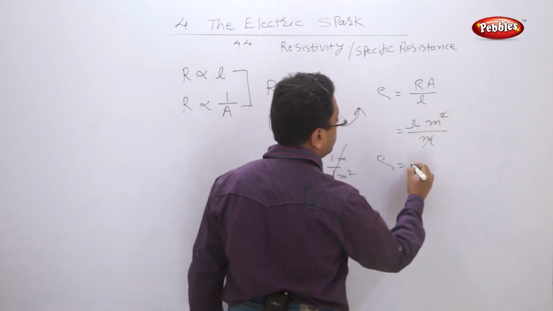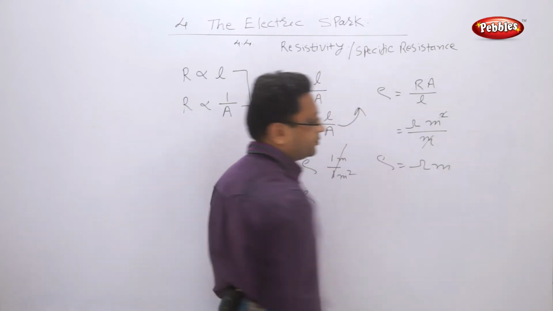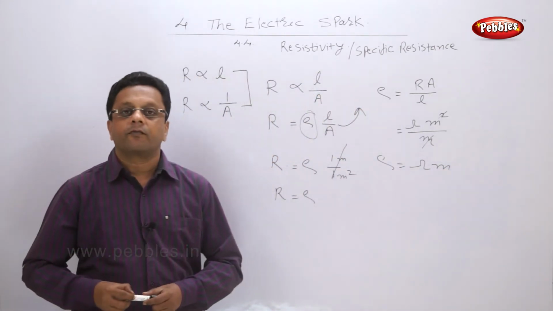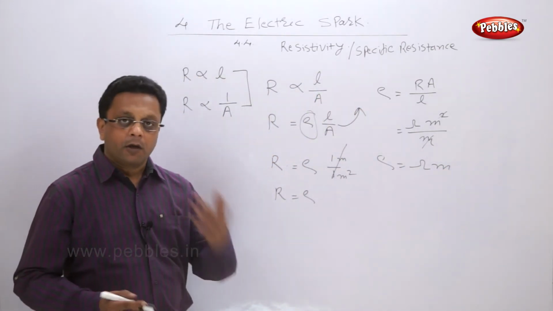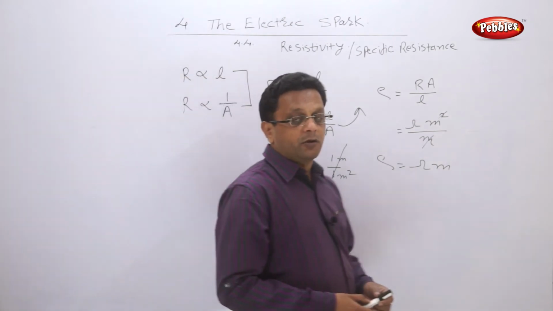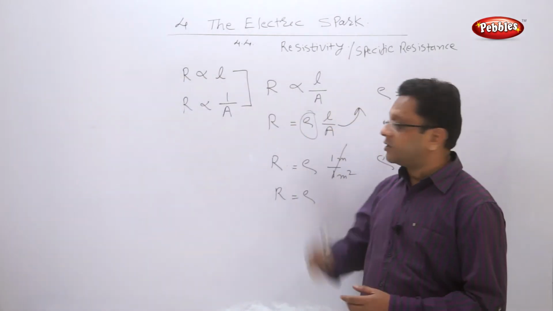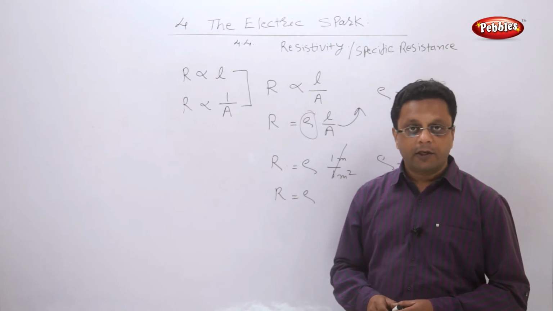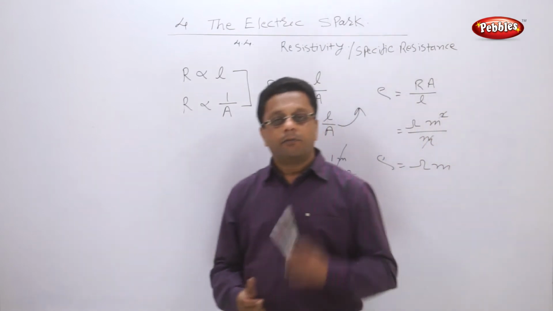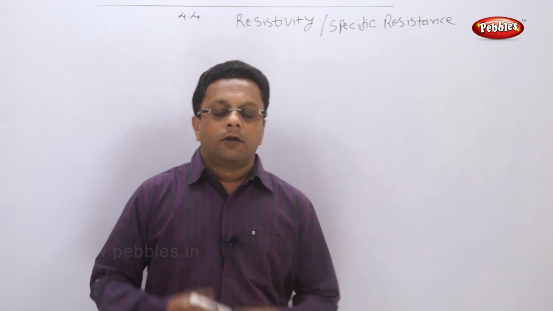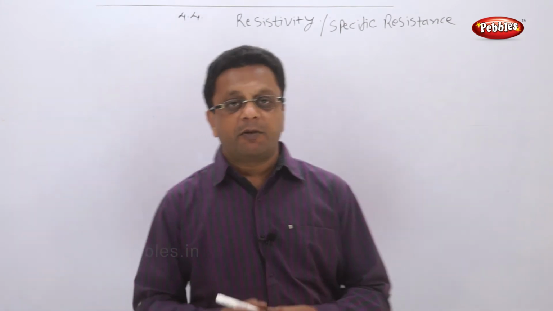So the unit for rho is ohm meter. Very simple. You will get examples based on specific resistance also. Okay, let us see a few examples based on this formula. Now before going directly to examples, let me clear one thing.